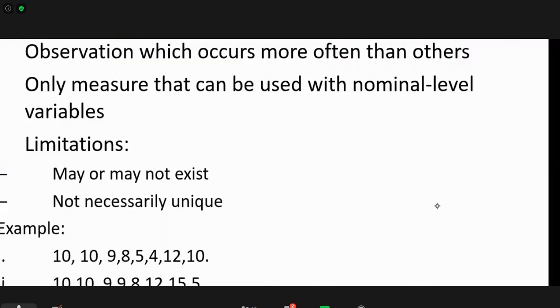Now see, if we have the observations 10, 10, 9, 8, 5, 12, and 10, there are two ways to calculate the average. Either you can use mean for this, or you can use mode for this. If you have to calculate the mean, you will just sum up all these observations and divide it by the number of observations, right?